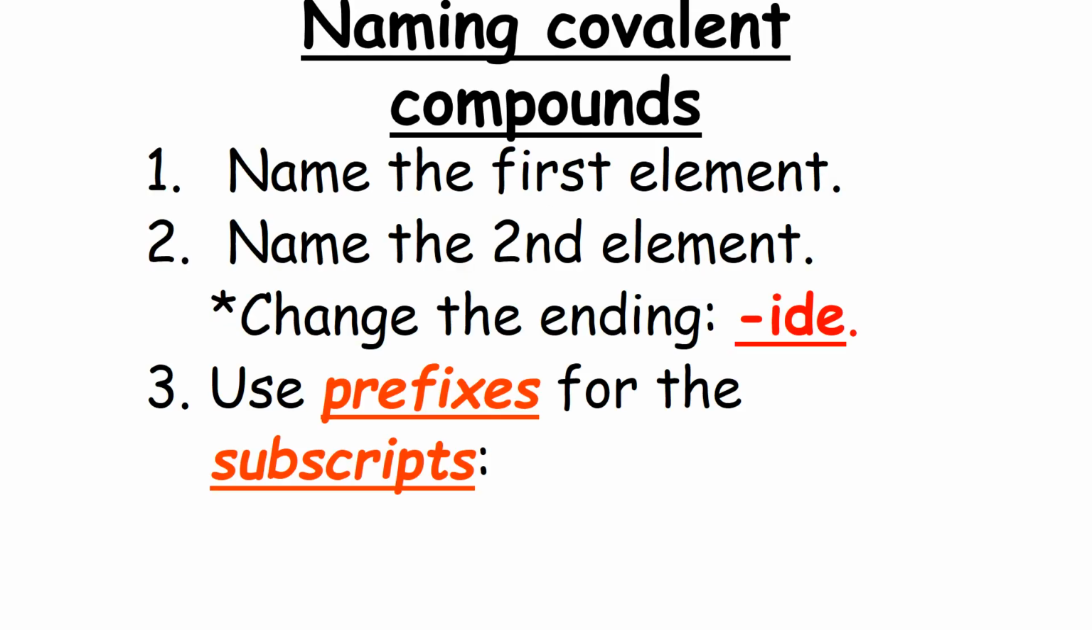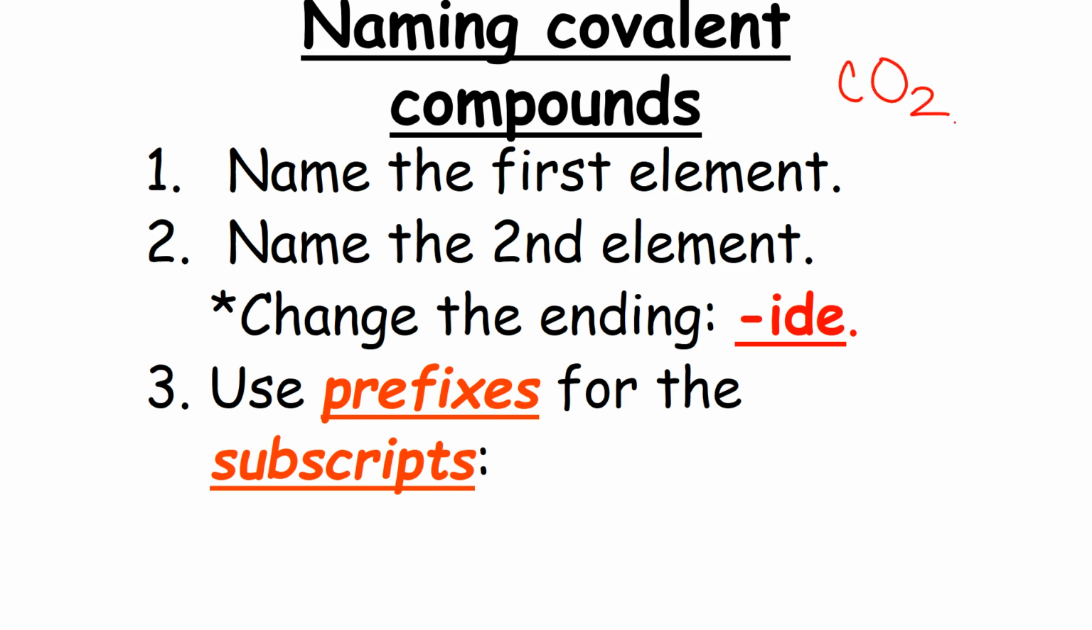All right, so here are the rules for naming covalent compounds. Name the first element, name the second element. On the second element, we're going to change the ending to IDE, so we only ever do it for the second one. And then we're going to use the prefixes on those two names to identify what the subscript for each one is.